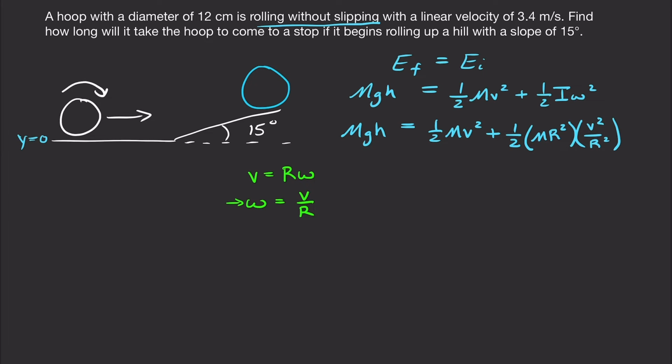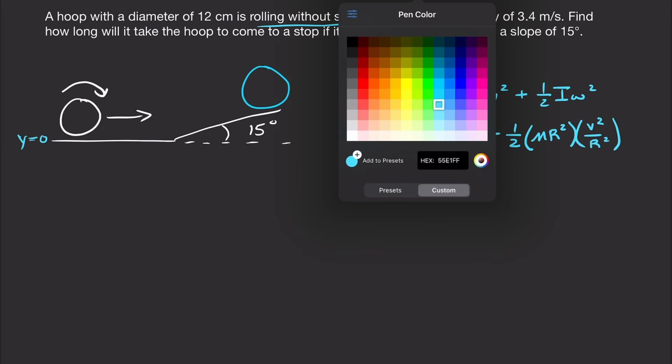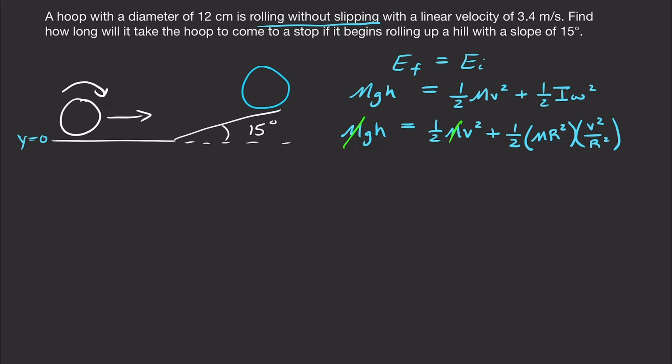Okay, and now we can simplify a bit. So I'm going to get rid of this. First thing we notice is there's a mass in every term, so that goes away. And then on the right, we have an R squared over an R squared, so that goes to 1. And we get gh equals 1/2 mv squared plus 1/2 mv squared. So we have 1/2 and 1/2, so that just equals v squared. And all of these were our initial velocities since they were on that side. Okay, and so now we can solve this and find that the height that the ball is going to roll before it stops is equal to vi squared over g.